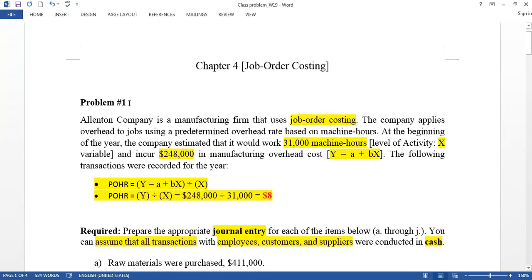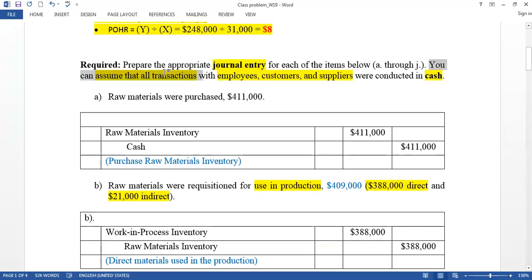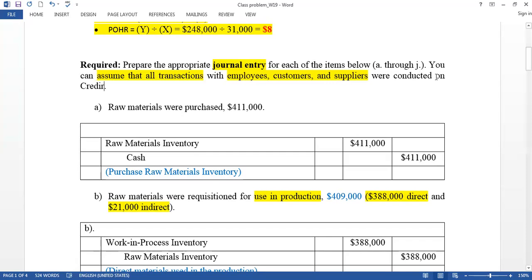Now I change to question 2. For example, I change this question. Try to see. I change here. You can assume that all transactions with employees, customers, and suppliers were conducted on credit. On credit. Before, everything was with cash, right? Now I change this question. I said that all transactions with suppliers, customers, and employees are related with credit.